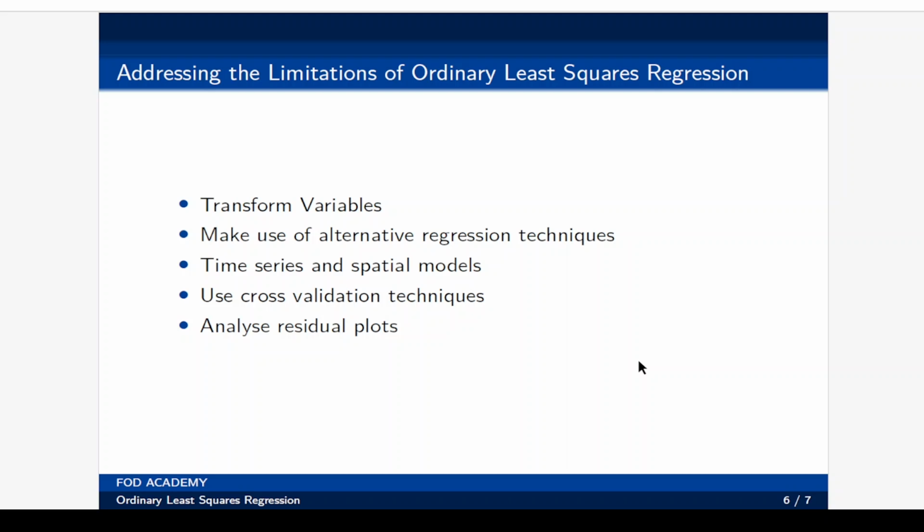Making use of time series and spatial models. It is much more appropriate to opt for specialized models like ARIMA for time series, or spatial regression models for data with autocorrelation. Using cross-validation techniques can help prevent overfitting and provide a better estimate of the model's performance on new data. Analyze residual plots. Regularly checking residual plots can help diagnose heteroscedasticity, autocorrelation, and non-normality.